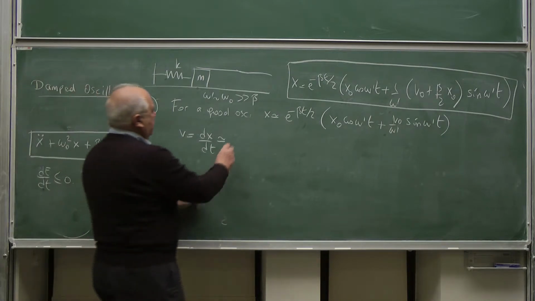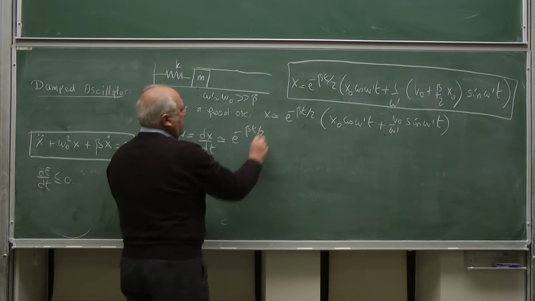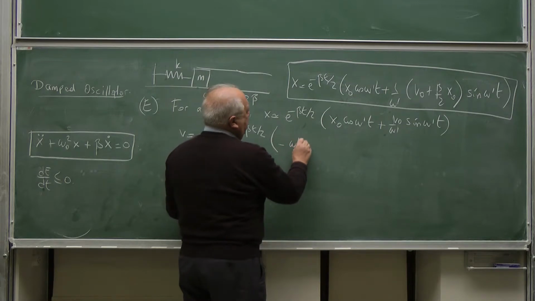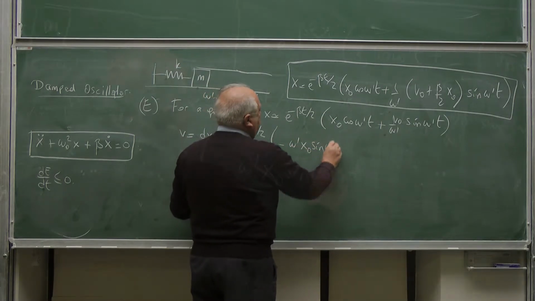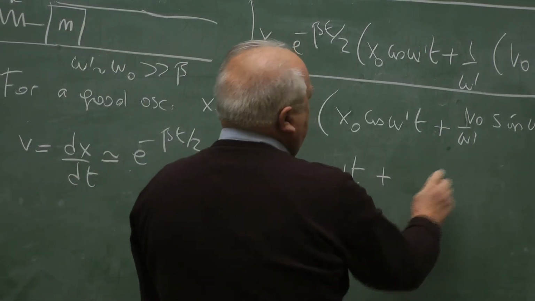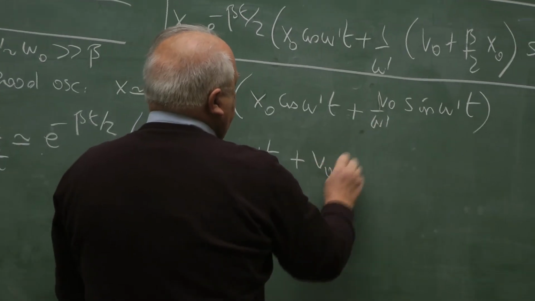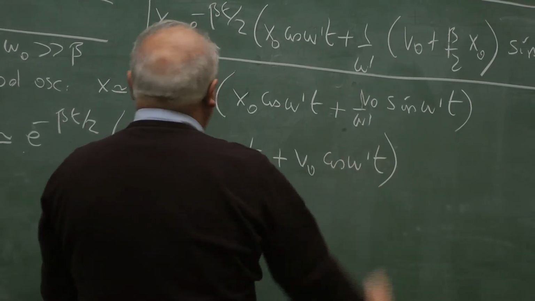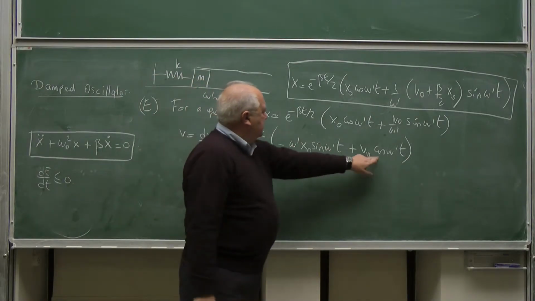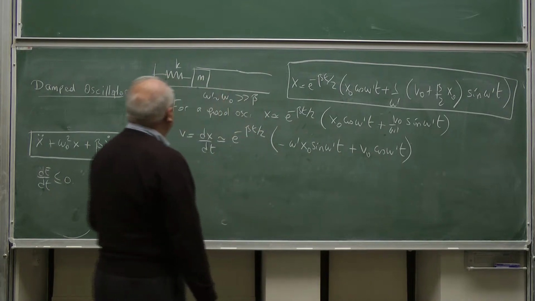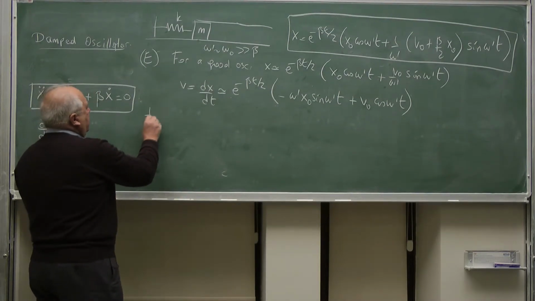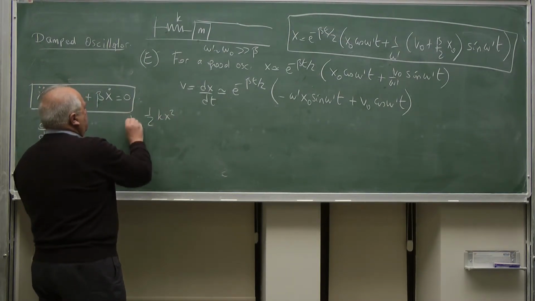So we take the derivative now, e to the minus beta t over 2. I am only taking the derivative of this one, minus omega prime x0 sine omega prime t, plus omega prime cancels that, v0 cosine omega prime t. Let's check that at time equals 0, we have v0. This goes away. This is 1, v0, this is 1, okay. So that's the x and v. Let us now calculate 1/2 k x squared, which is the potential energy.